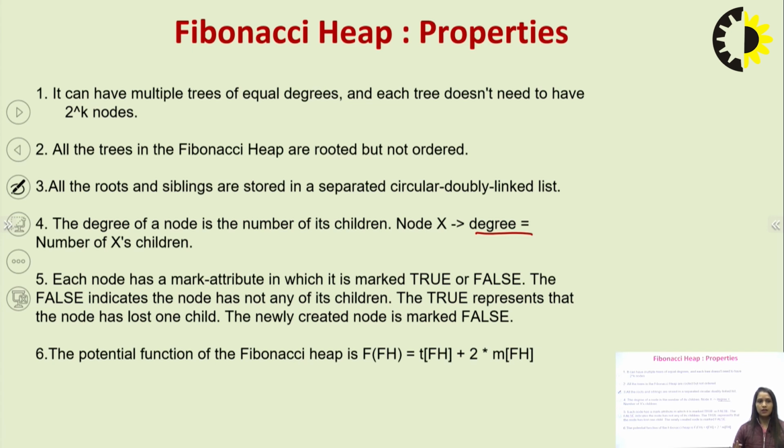Then next point, in binomial heap we do not calculate the potential function, but in Fibonacci heap we calculate the potential function, which is the potential function of FH: t, the number of trees in the Fibonacci heap, plus 2 times m, the number of marked nodes in the Fibonacci heap, right? So these are some properties of Fibonacci heap, which is very different from binomial heap, right?